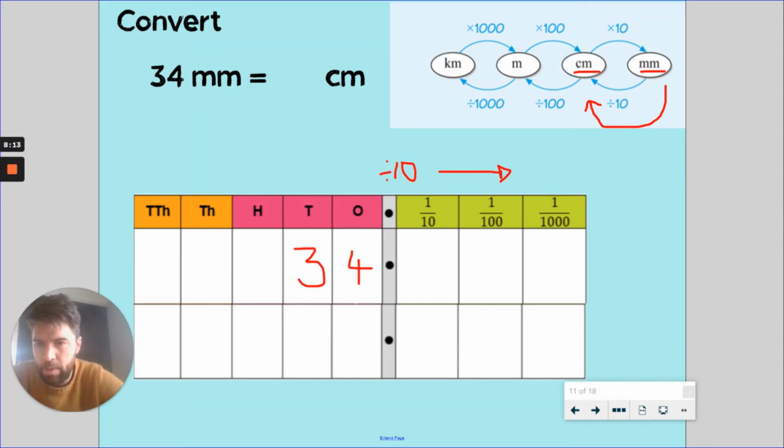So my number's going to get smaller by 1 column. Move by 1 column. If I was dividing by 100, it would be 2. If I was dividing by 1,000, it would be 3. If I was dividing by 10,000, it would be 4. But I'm dividing by 10, I'm moving 1 column. So 3 then is going to move 1 column, go then into the ones. The 4 is going to move 1 column and go then into the tenths.